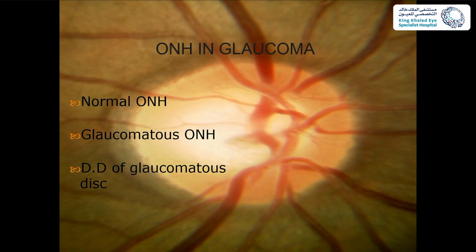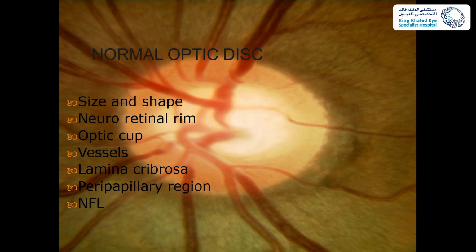Optic nerve head in glaucoma. We will talk about the normal and the disease types and some differential diagnoses of optic nerve disc changes. We'll talk about the normal optic disc first: size and shape, neuroretinal rim, optic cup, vessels, and the peripapillary region.